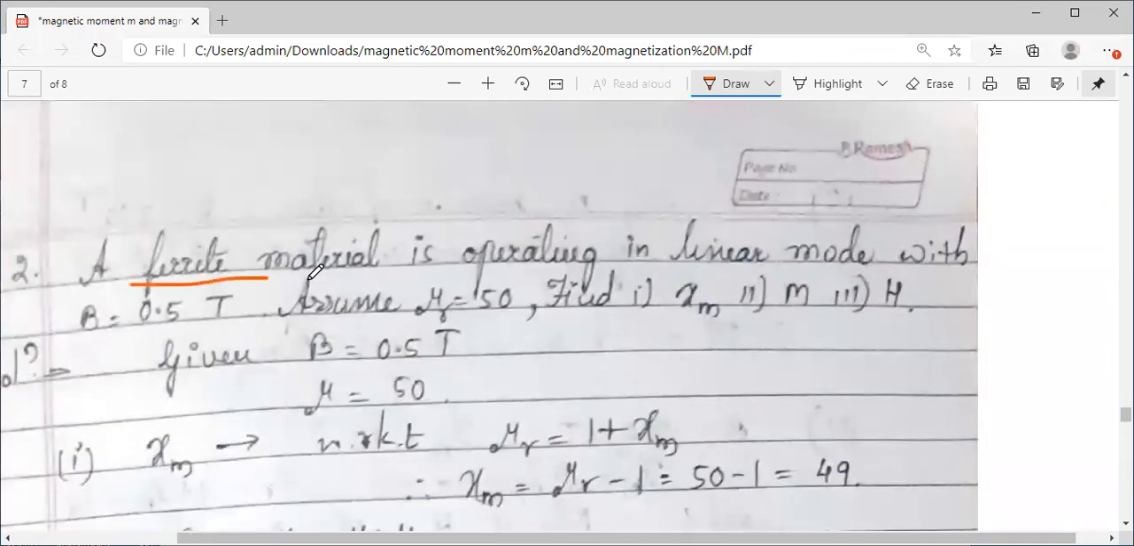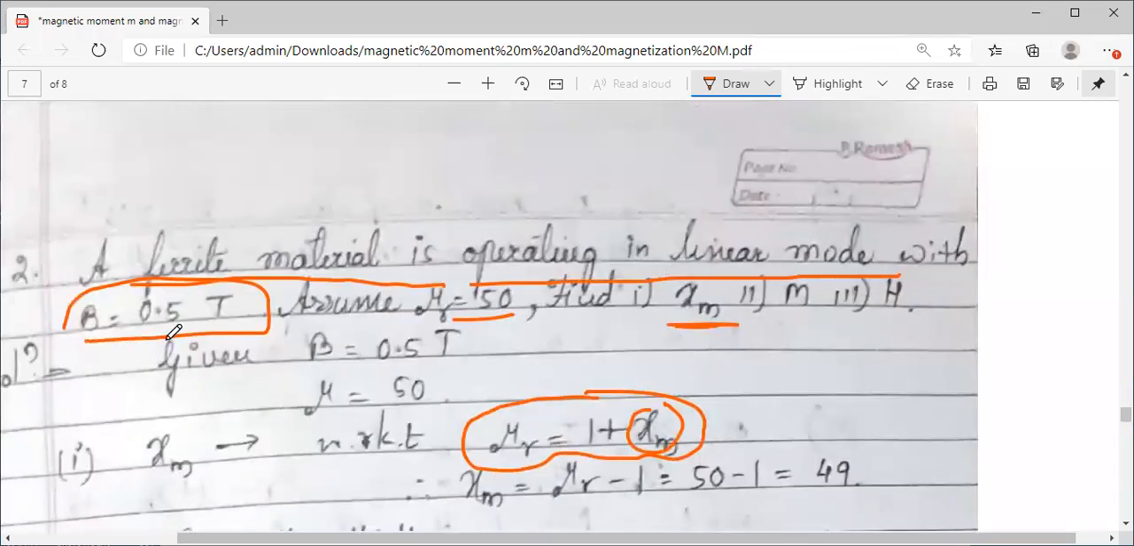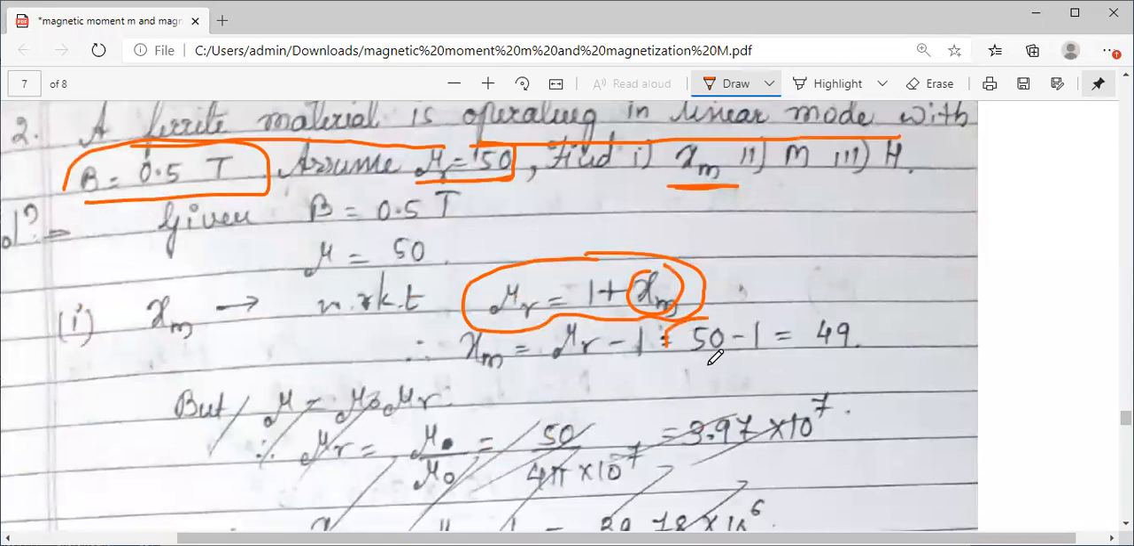One more problem. A ferrite material, I think this is a model question paper problem. A ferrite material is operating in linear mode with B given to you. Assuming mu r as 50, compare, mu r का value बहुत बड़ा है, ferrite material. So it is ferromagnetic, linear. Find chi. How will you find chi? We know that mu r is equal to 1 plus chi. So chi will be mu r minus 1. So what is mu r? It is given, 50. 50 minus 1, 49.